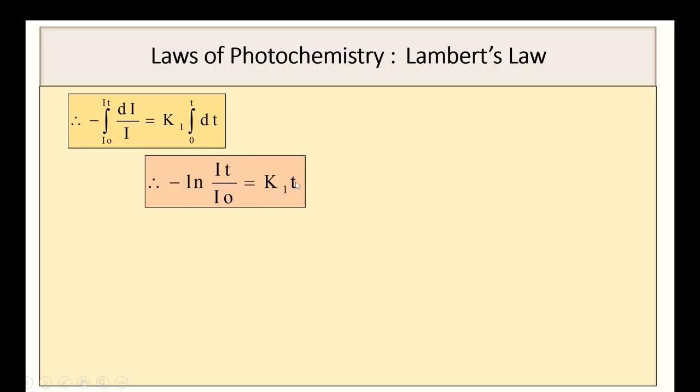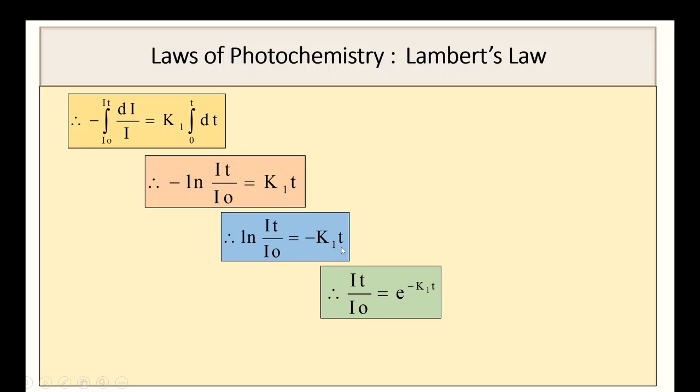So we get ln It minus ln I0. But we know, as per the rules, that ln A minus ln B is equal to ln of A upon B. Okay. So that gives ln It by I0 is equal to k1 into t, because here we get k1 into t minus 0. So it is k1 into t. So we can write this as ln It by I0 is equal to minus k1 t, taking the negative sign to the opposite side. So It by I0 is equal to e raised to minus k1 into t.